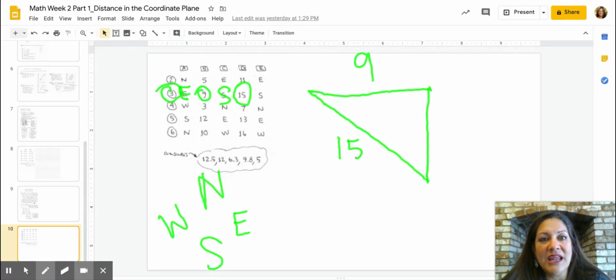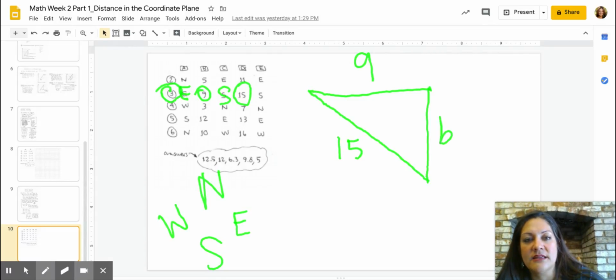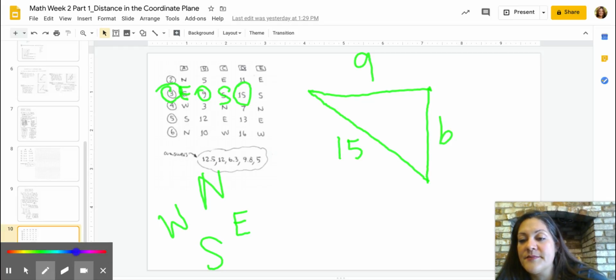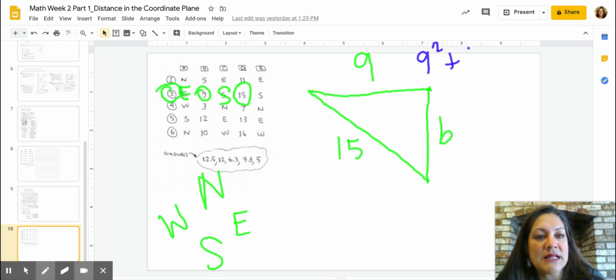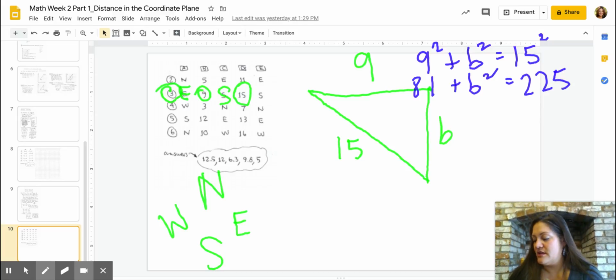Okay, so now right here, this can be either A or B. I'm just going to make them all be B, just make it easy for us. Okay, so there it is. I guess I drew that kind of big. That's okay. All right, so we are now going to say A squared, which is 9. 9 squared plus B squared equals C squared. Okay, so 81 plus B squared equals, I believe that's 225.